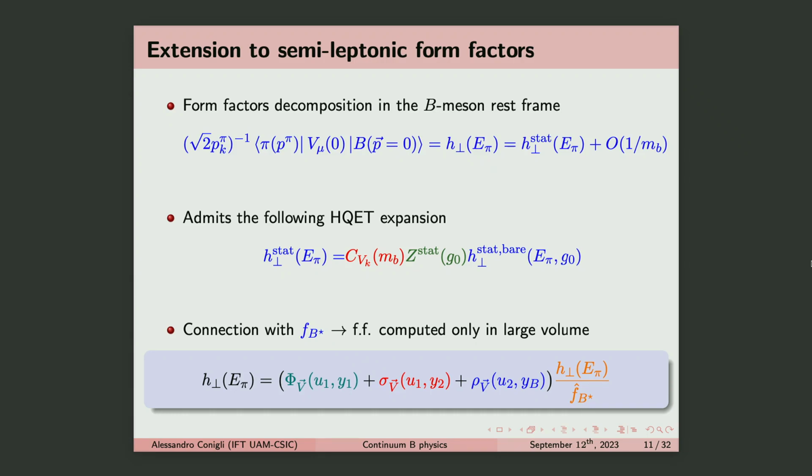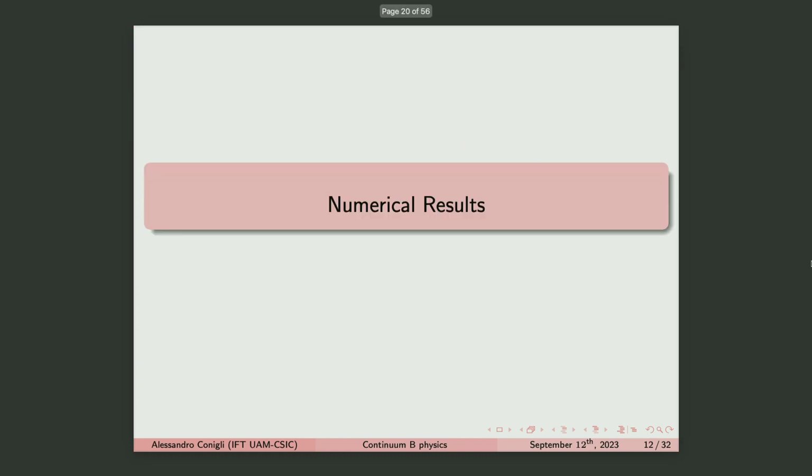And the interesting fact of this strategy is that in such a way, we basically push the computation of the form factors in the large volume only. And so basically, this formula can be used once we have computed the step scaling function for f_B*. Okay, this concludes my theoretical introduction. So let me now go to some numerical results.